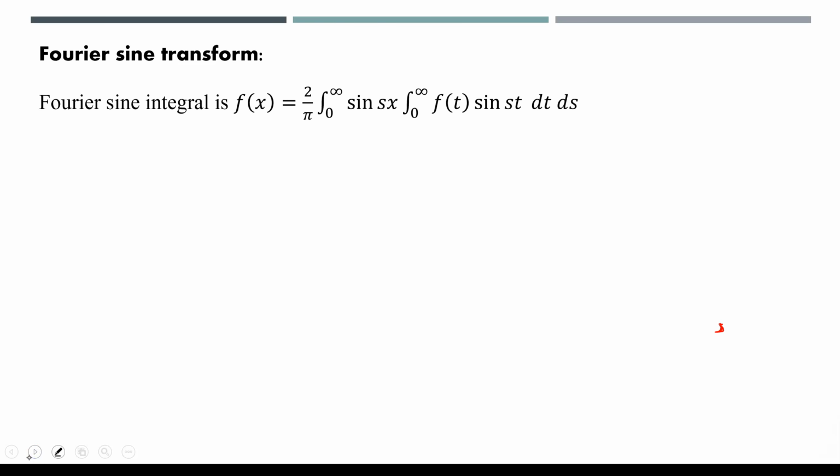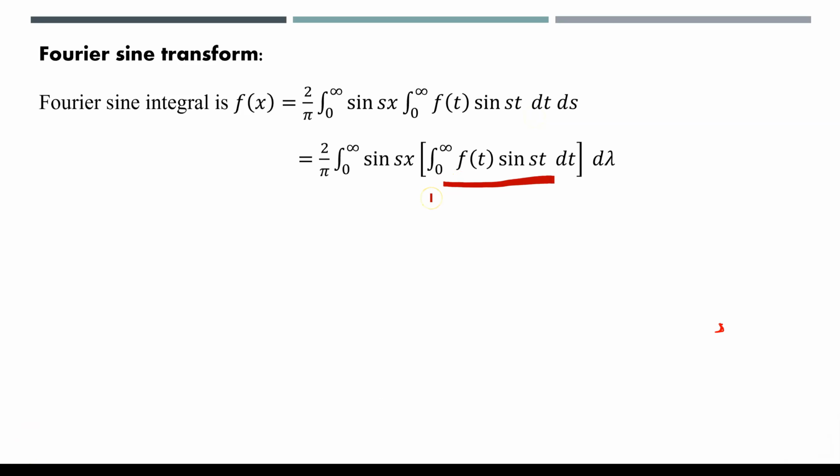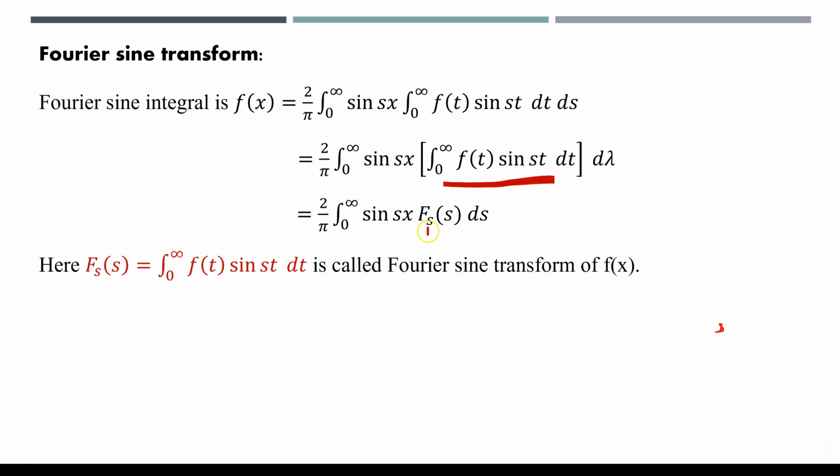So to get the Fourier sine transform, again we consider the Fourier sine integral, which is f(x) equal to 2 by pi integral 0 to infinity sin(sx) integral 0 to infinity f(t) sin(st) dt ds. So here also, if you write all the t terms within one bracket, this gives the Fourier sine transform. The Fourier sine transform is denoted by F_s subscript s or F_s(s). So here F_s(s) equal to integral 0 to infinity f(t) sin(st) dt, which is called the Fourier sine transform of f(x).